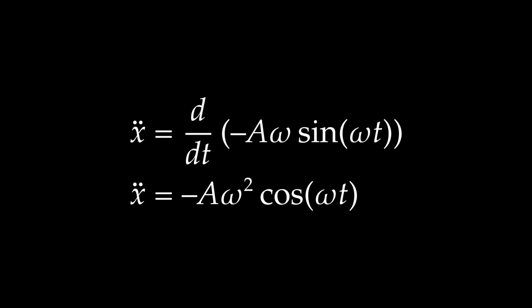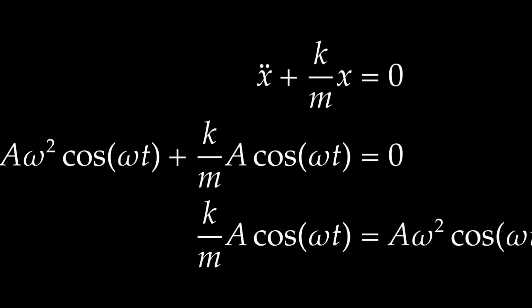So now it's time to test it out by plugging it into the harmonic oscillator differential equation and see what I get. So let's take this over to here. First I start off with x double dot, that is negative a omega squared cosine omega t, plus k over m times x. Well, x is a cosine omega t, and that must be equal to 0. Well, look what happens. A lot of really great stuff happens.